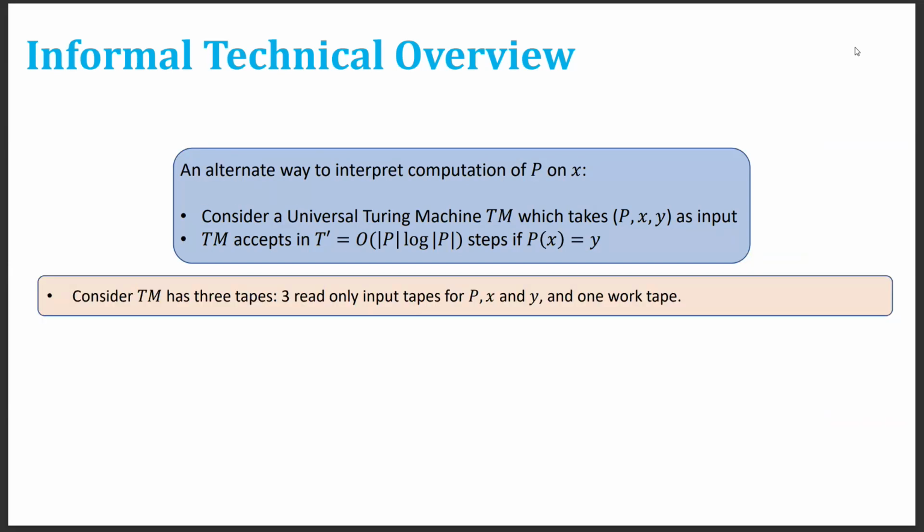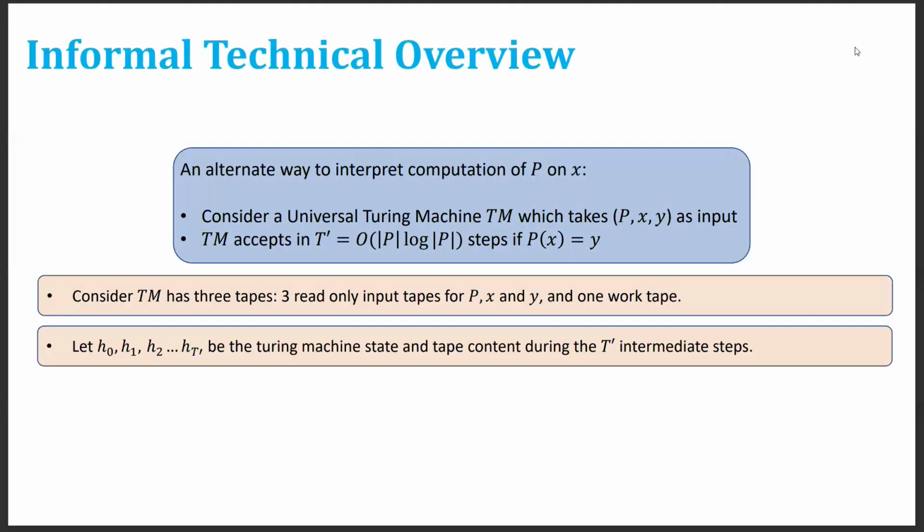So from here, for simplicity, we can assume that this Turing machine has 4 tapes. There are 3 read-only tapes, each of which contains the program P, X, and Y. And there's one work tape where all the computation takes place. Now, again, following the blueprint of the previous slide, let's say H0 to HT prime are the succinct encodings of the intermediate steps of this universal Turing machine.